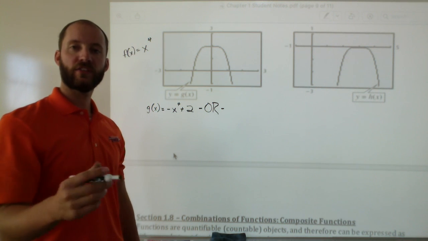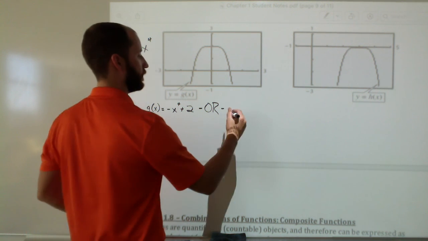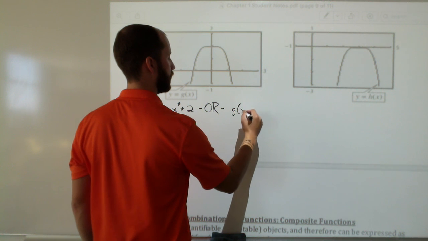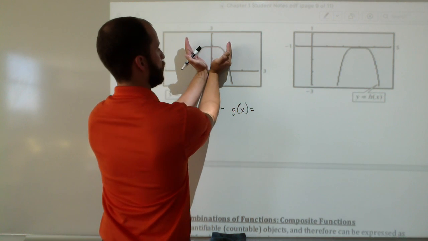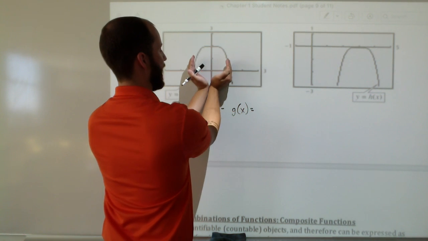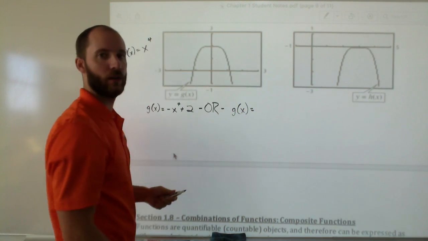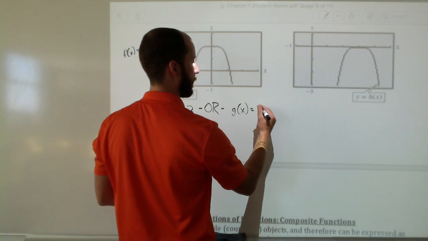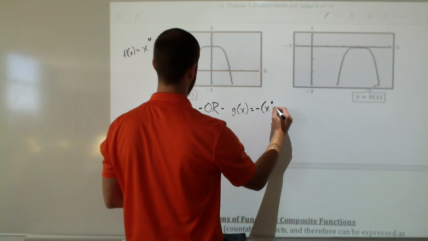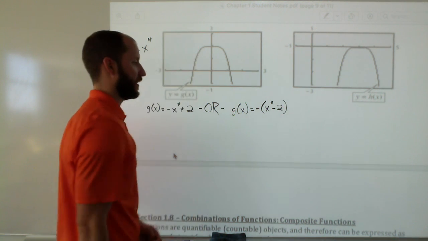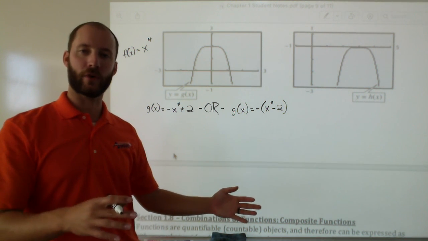Or, let's say you're a vertical shift first kind of person. Now it could happen that you took that quartic, you shifted it down 2 units, and then you reflected it over the x-axis. So you could have negative x to the fourth minus 2. Either of these would be correct depending on the order.